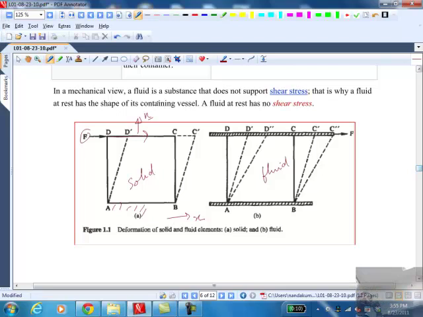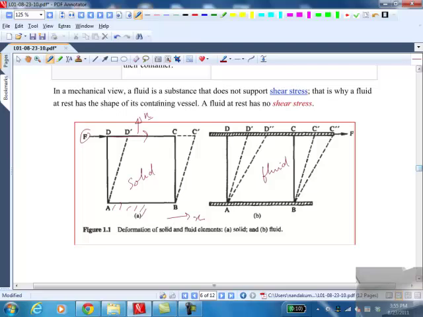It is acting on a surface with normal in the y direction. The force itself is acting in the x direction. That is what we would call a shear force. To identify a shear force, you need to identify two things: what is the direction of the force, and what is the surface on which it is acting? What is the normal to that surface?